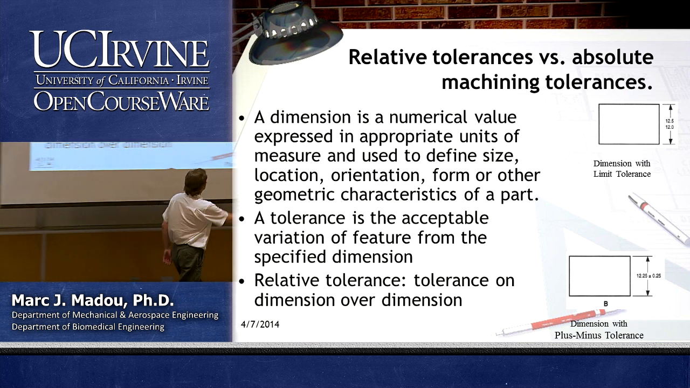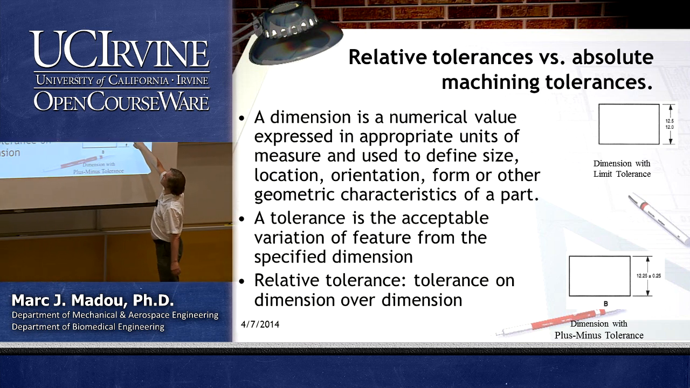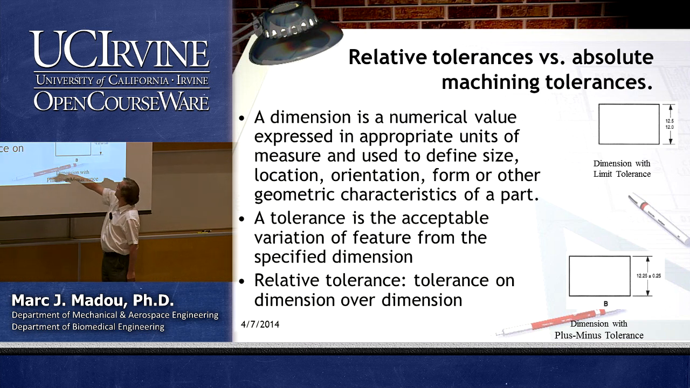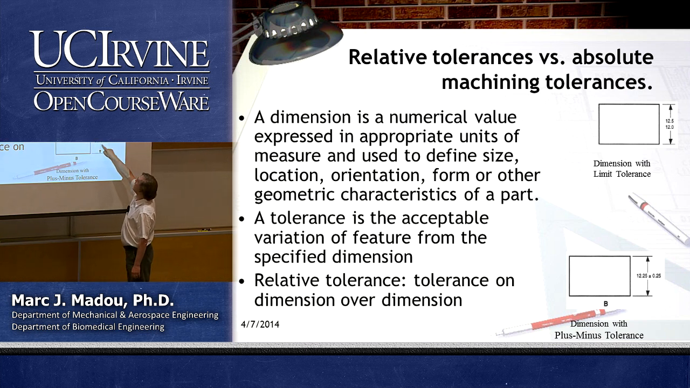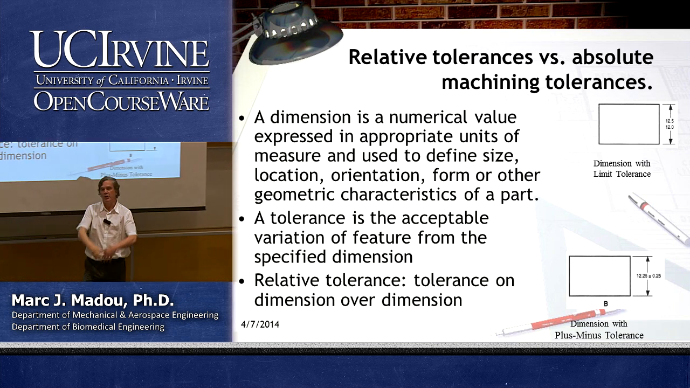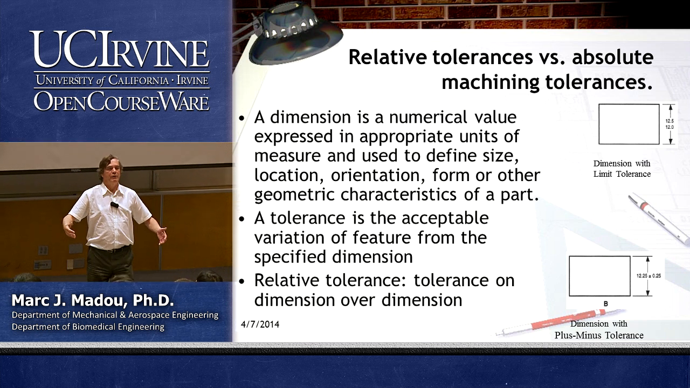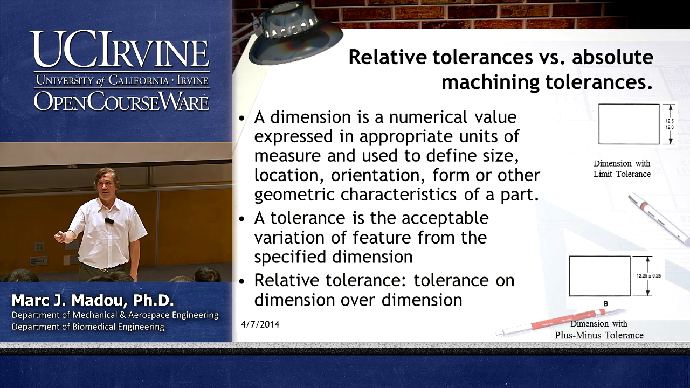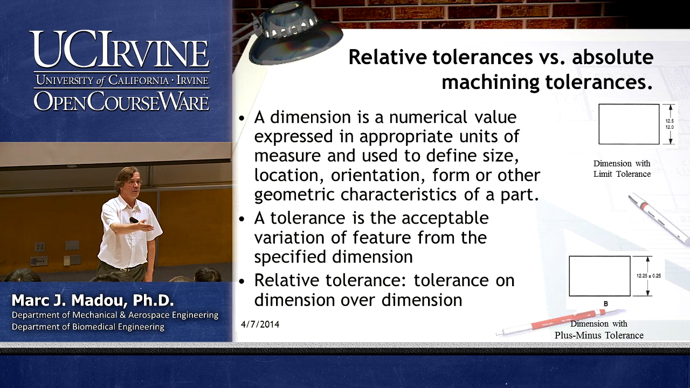So here, you see plus or minus 0.25, let's say microns, that's the acceptable variation. Now, if I divide 0.25 by 12.25, I have the relative tolerance. Another example, you have 100 centimeters and your tolerance is plus or minus 1 centimeter. What is the relative tolerance? 1%. Why is that important?